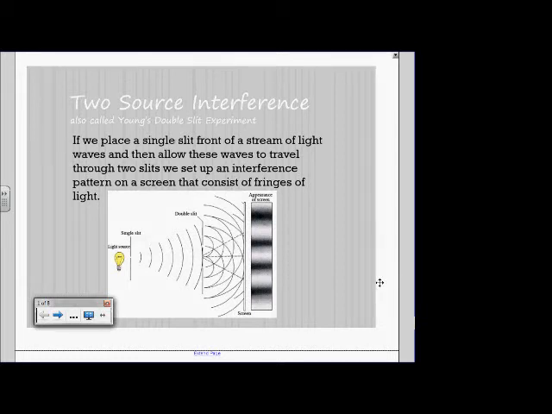Okay, we've had a look at interference in water waves when we've got water waves coming from two sources. Now we take those same ideas and apply them to interference of light. So we're looking now at two-source interference of light, also known as Young's double slit experiment.